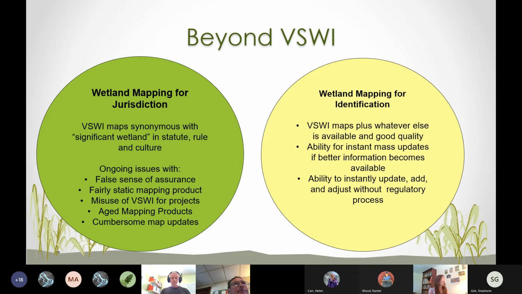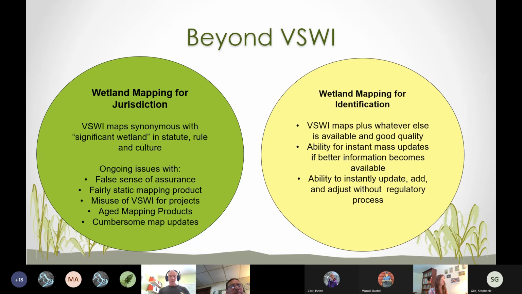So we needed to move beyond the VSWI because there is this subset of wetlands. About 30% of what we're regulating doesn't appear on the VSWI. By just using the VSWI, there was a little bit of a false sense of assurance. Well, the VSWI appears on my neighbor's property, but not on my property, so I must be okay. Well, those wetlands are not accurately mapped. They come from aerial photos from 40 years ago or more. So it's an aged mapping product.